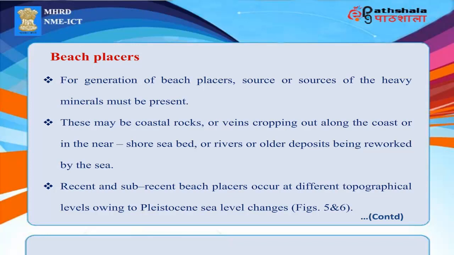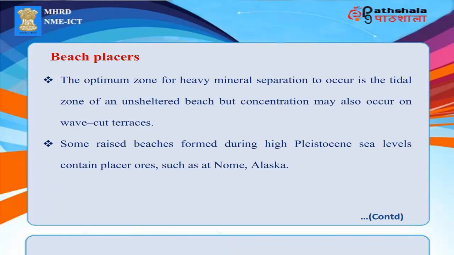For generation of beach placers, source or sources of the heavy minerals must be present. These may be coastal rocks or veins cropping out along the coast or in the near shore seabed, or rivers or older deposits being reworked by the sea. Recent and subrecent beach placers occur at different topographical levels owing to Pleistocene sea level changes, as shown in figures 5 and 6. The optimum zone for heavy mineral separation to occur is the tidal zone of an unsheltered beach, but concentration may also occur on wave-cut terraces. Some raised beaches formed during high Pleistocene sea levels contain placer ores, such as at Nome, Alaska.